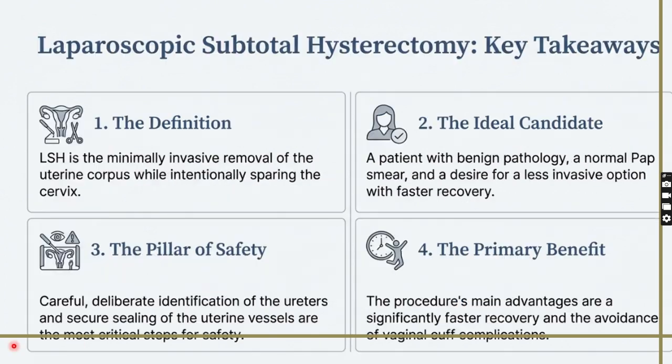To summarize, the laparoscopic subtotal hysterectomy is a surgery that involves the minimally invasive removal of the main part of the uterus while keeping the cervix. This procedure is best for a patient with non-cancerous issues who wants a faster recovery. The most critical steps for safety are carefully locating the ureters and ensuring the uterine blood vessels are sealed correctly. The primary advantage of laparoscopic subtotal hysterectomy is faster recovery and avoiding complications associated with vaginal entry.